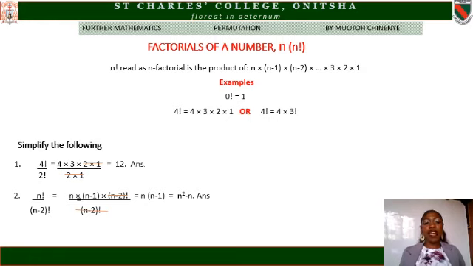Example 2, n factorial all over (n minus 2) factorial. n factorial is the same as n times (n minus 1) times (n minus 2) factorial, all over (n minus 2) factorial. The (n minus 2) factorial at the numerator cancels the (n minus 2) factorial at the denominator, and that gives us n into (n minus 1). When you expand, you are going to have n squared minus n as your answer.